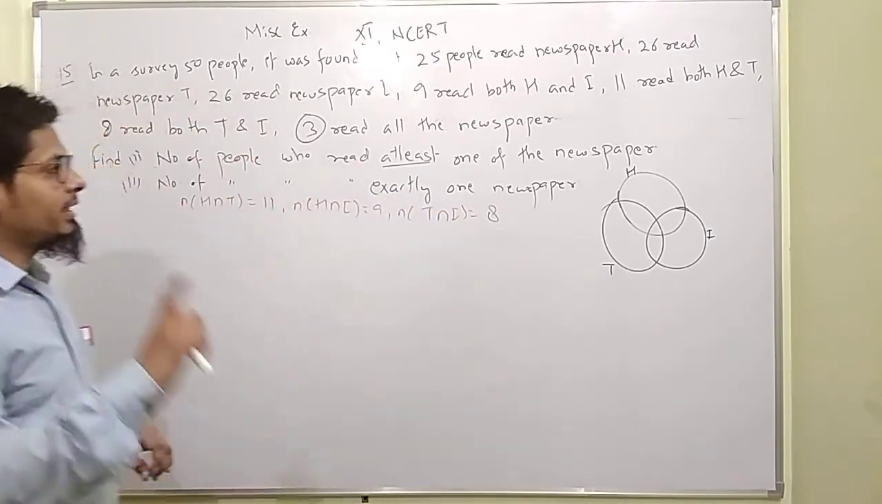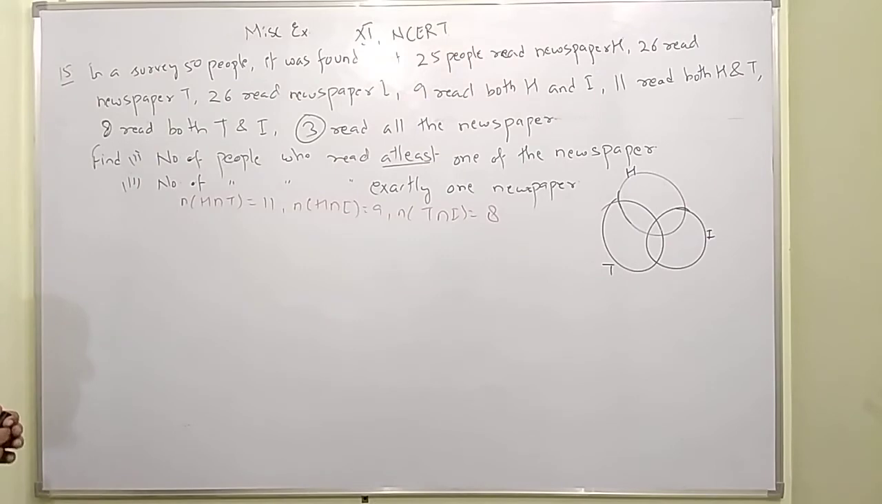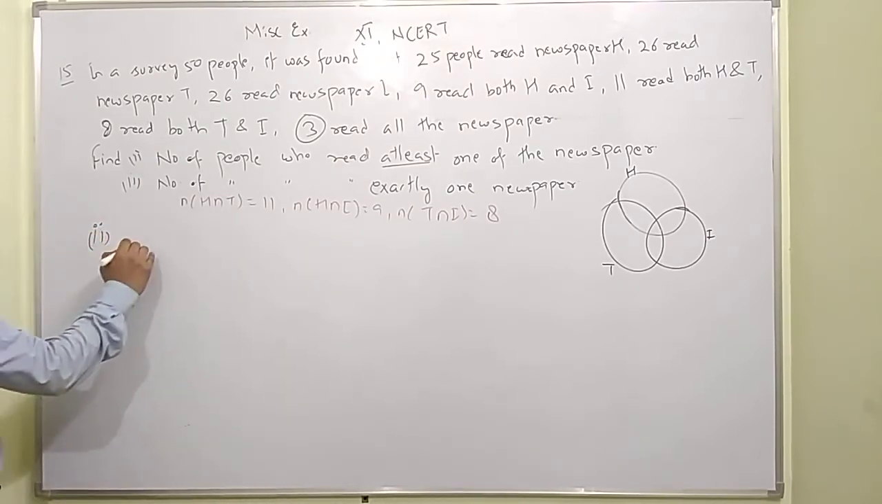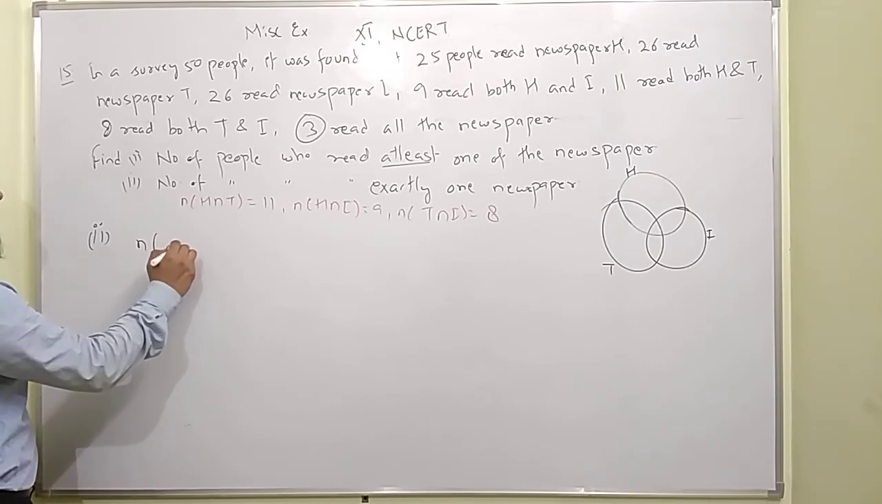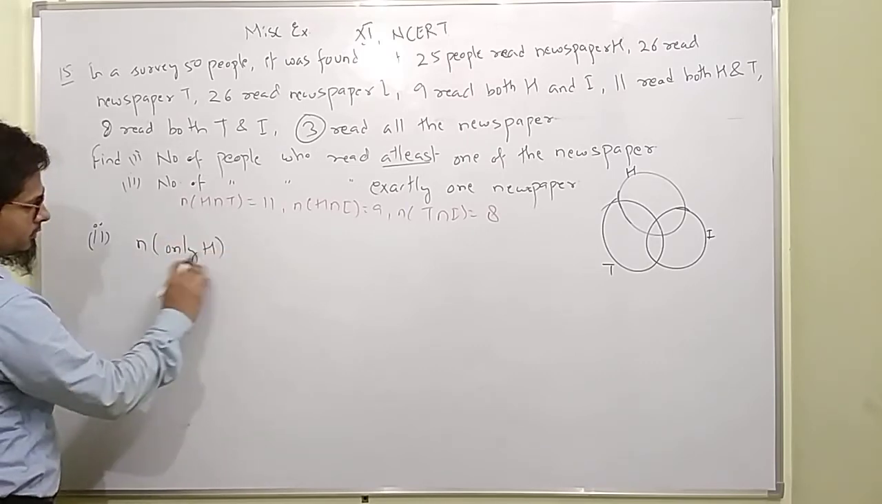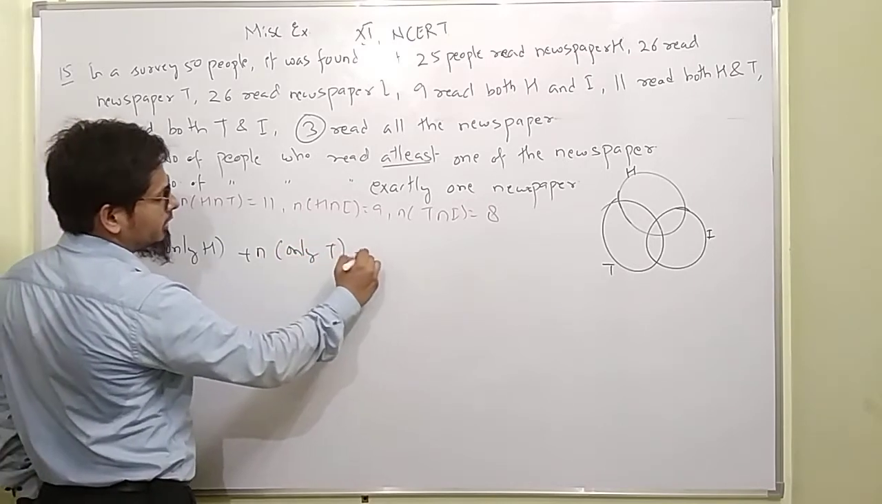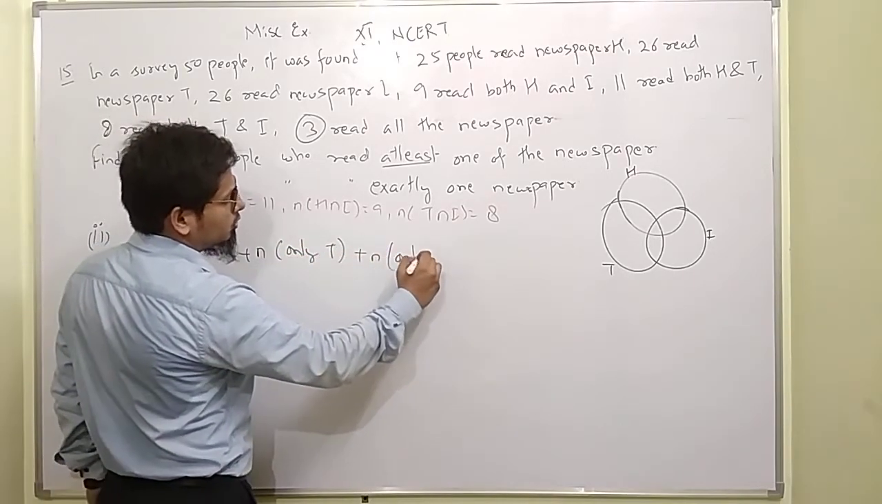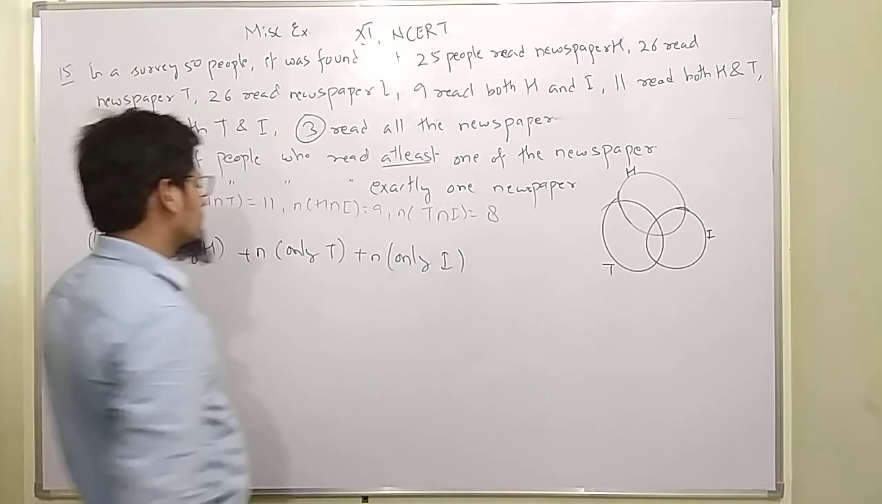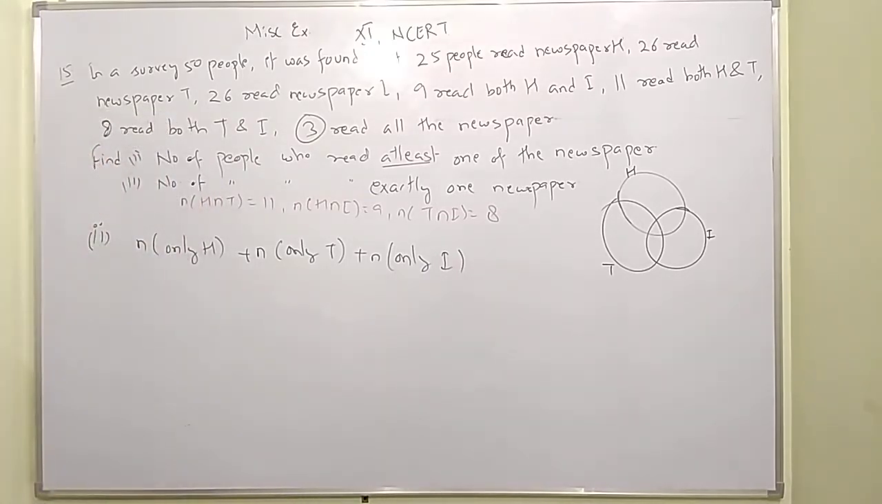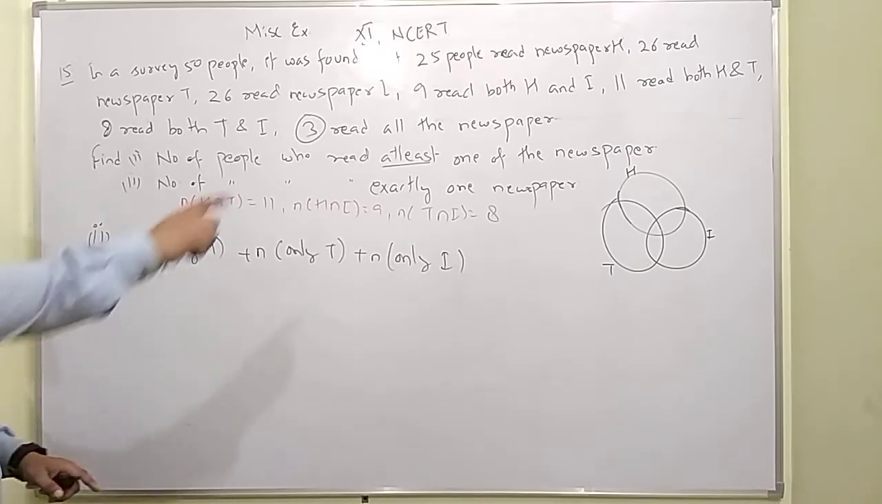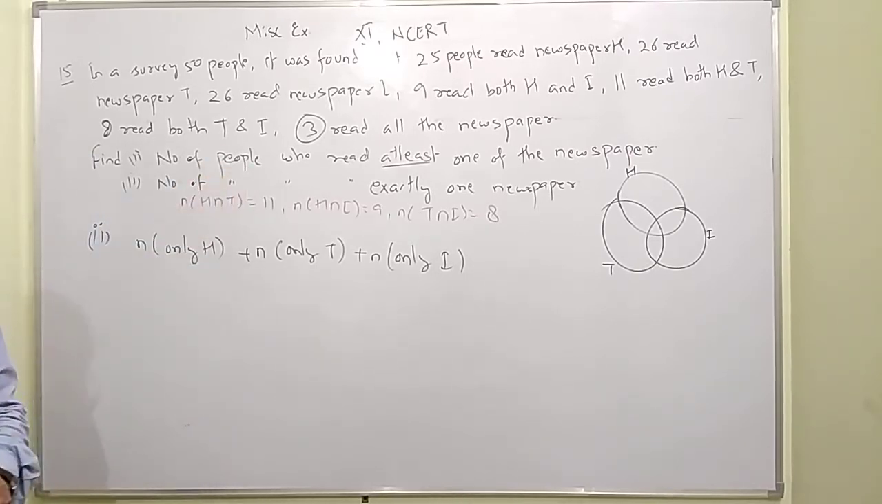So exactly one newspaper means we have to find, in question number 2 that I am doing here, only H plus only T plus only I, right? Firstly I am explaining the first expression, N only H, okay? So class, this is the intersection of 3 sets, A, B, C. There are 3 sets, so how will you write it here?